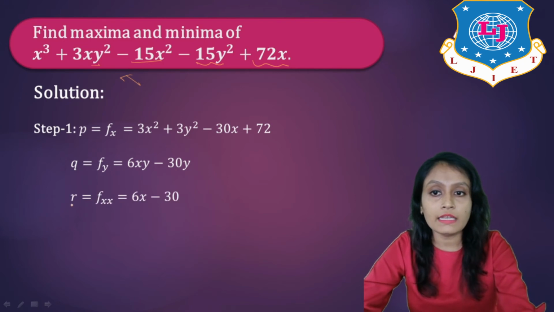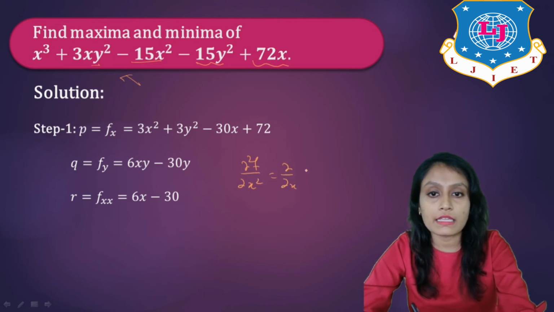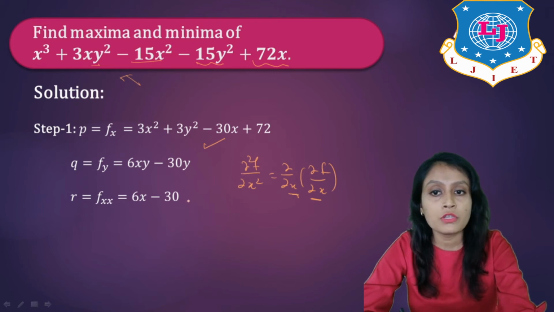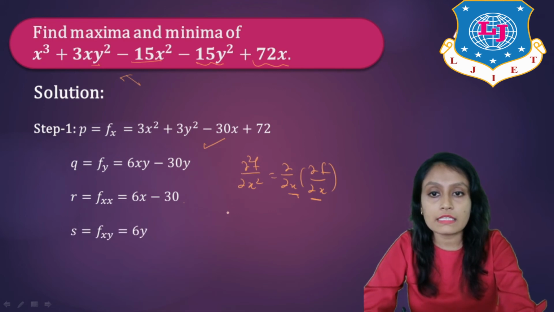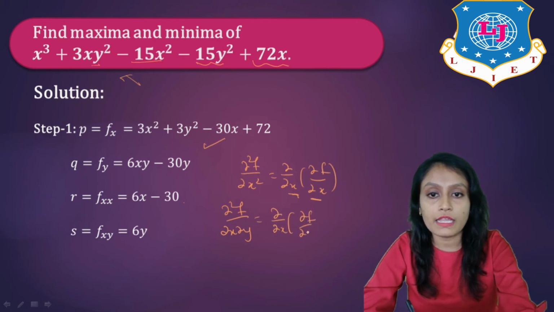Next we have to find r. R is what? fxx. So that is del square f by del x square, meaning del by del x of del f by del x. Del f by del x means fx. We have this answer. So differentiate this with respect to x. So you will get here 6x minus 30. Next, we have to find s, that is fxy. So this is del square f by del x del y. So this is del by del x of del f by del y. We have this answer of del f by del y, that is fy. So differentiate this with respect to x. So you will get the answer 6y.